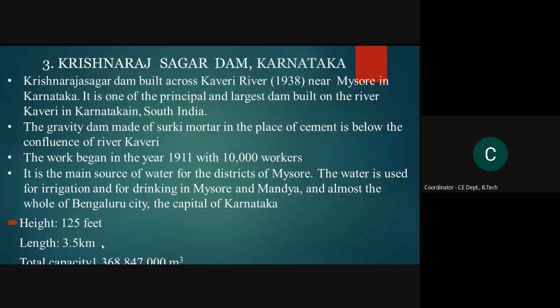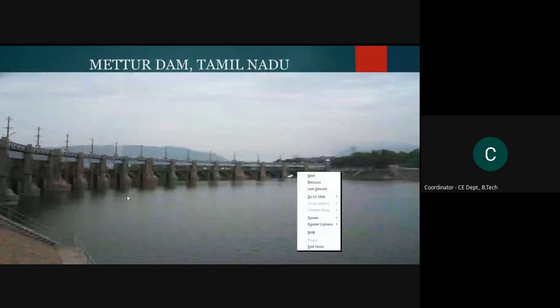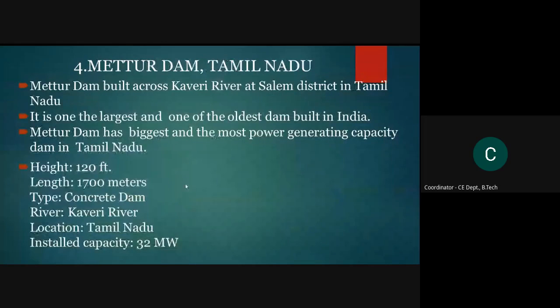Sorry, the length is 1700 meters. So this length is 1700 meters. And the type of the dam is a concrete dam. The river nearby is the Kaveri River, the location is Tamil Nadu, and the installed capacity of generating hydroelectric power is 32 megawatts.